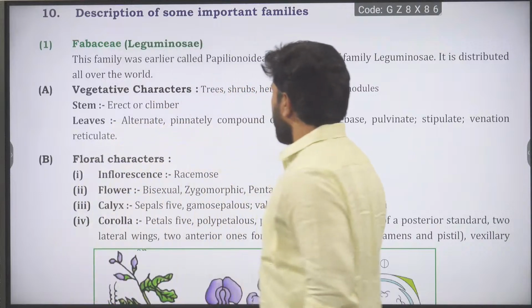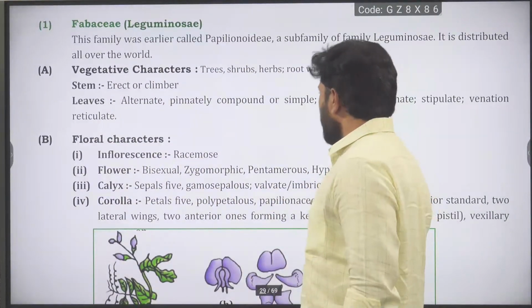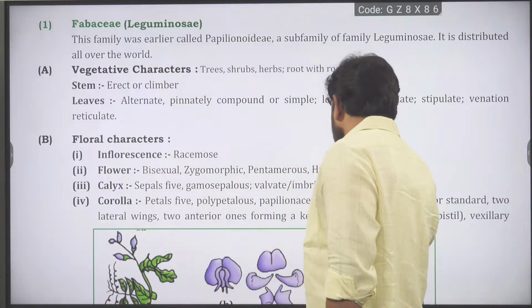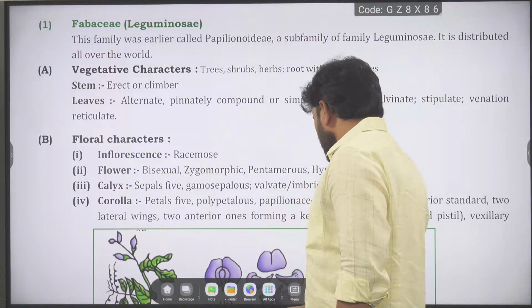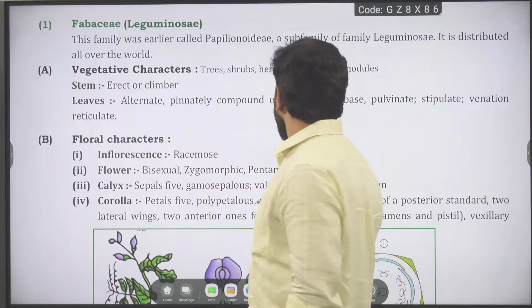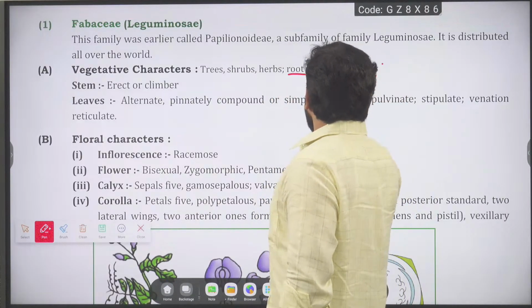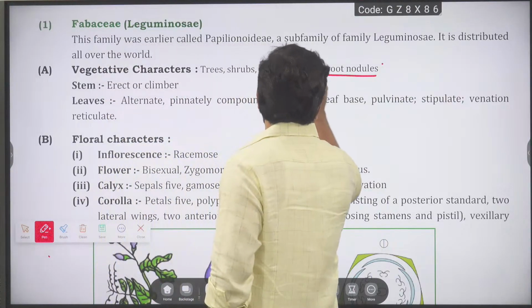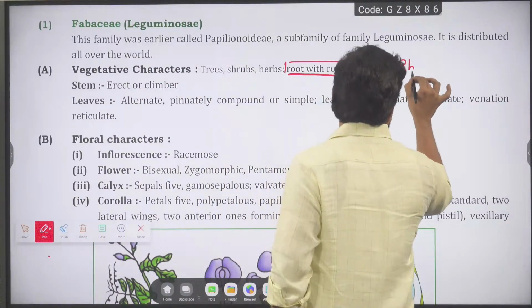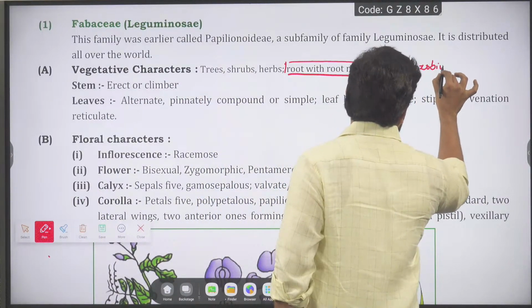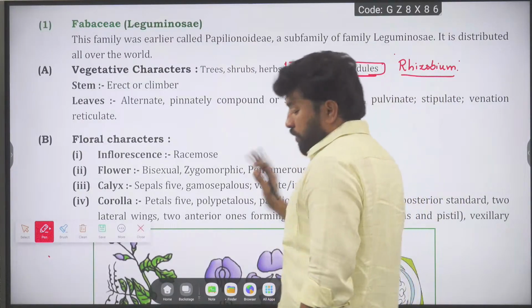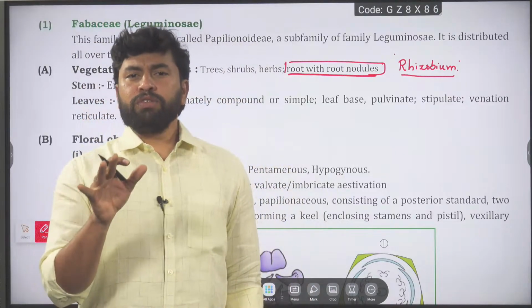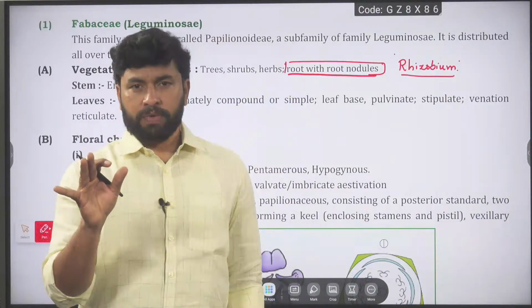Next one. Vegetative characters. Trees, shrubs, herbs, root with root nodule. Underline that statement: root with root nodule. Now, the concept is this. When it comes to Fabaceae members, the well-known concept is that they have a symbiotic association with a variety of bacteria known as rhizobium, and the rhizobium is able to fix nitrogen in the form of ammonia in their roots. For the sake of fixation of nitrogen in the roots, they have an area called root nodule.